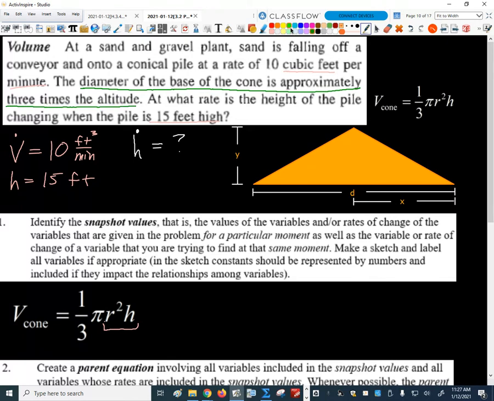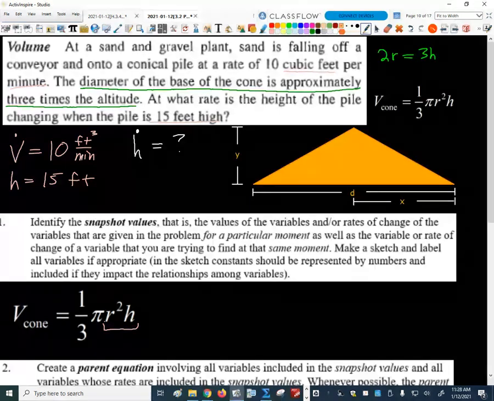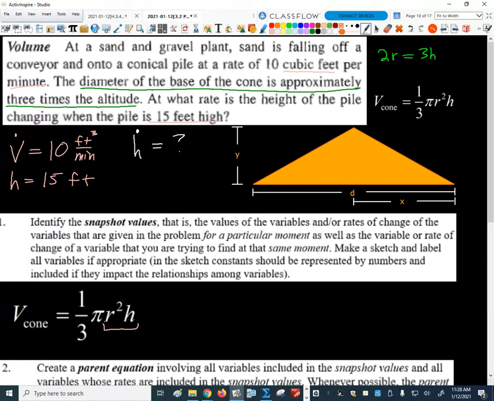I could turn that into maybe a secondary equation, right? That's relating my independent variables, r and h. Diameter of the base, so that's 2r equals 3 times the altitude, so 3h, right? So I could solve for my value of r here by just plugging in my value of h. I could add an r equals if I wanted to.